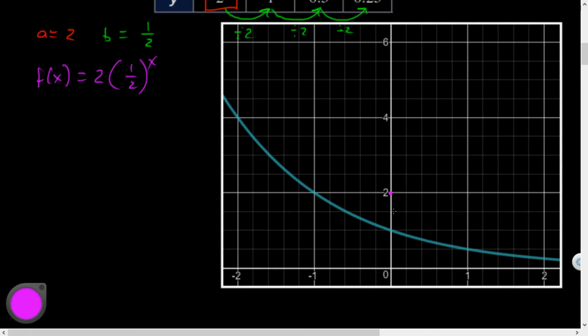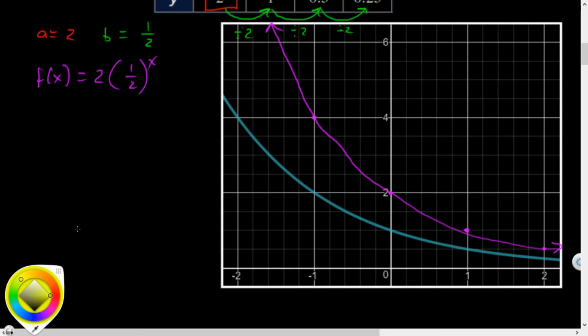So divide by 2 and over 1 lands me here. Divide by 2 and over 1 lands me there. To go backwards, the opposite of dividing by 2 is multiplying by 2. So 2 times 2 is 4, and backwards 1 lands somewhere like that. And if I draw that, something like that.